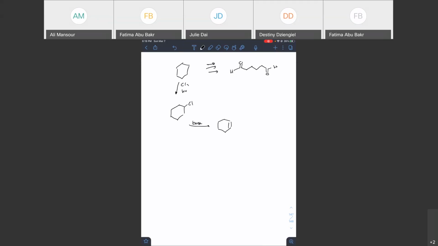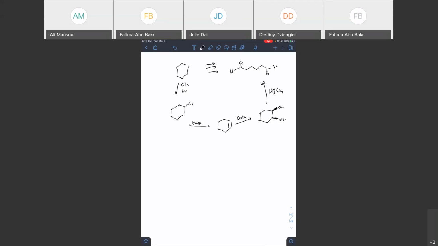Then after that, we're just going to do 2 simple steps. There are actually a few options, but the one that he's looking for here is basically to do OsO4 first, to create the 2 OHs, and they're going to be cis to each other. And then after that, HIO4.